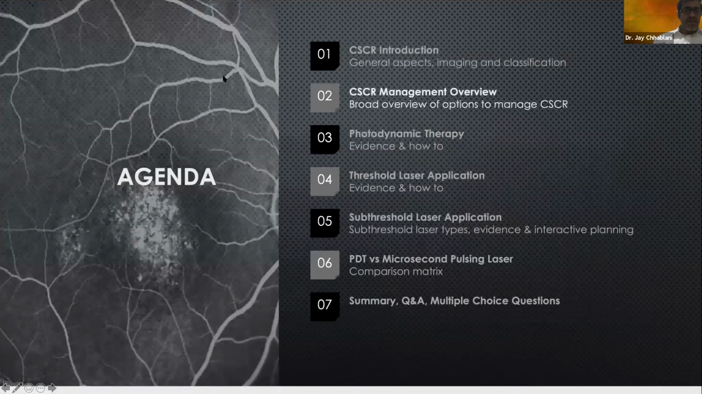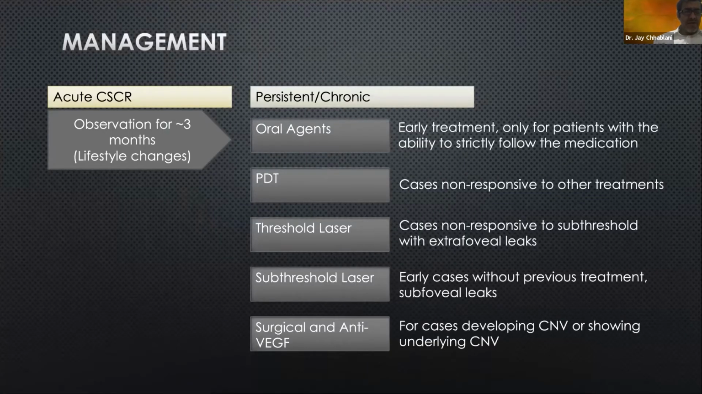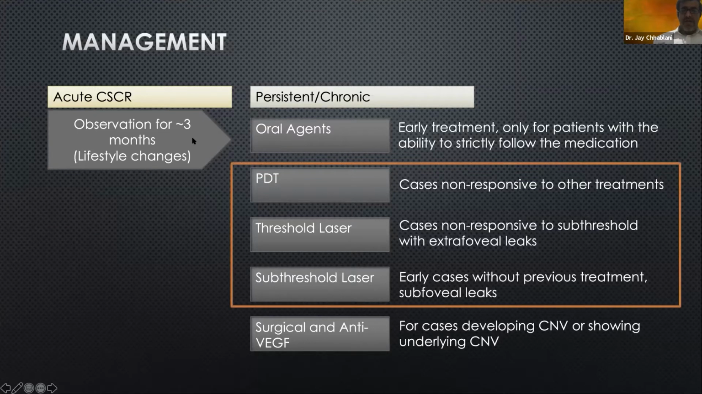Let's move on to the next part of this talk, which is CSR management. And we all know that we have multiple things in our hand. For acute cases, we observe for 3 months, and then if they don't resolve, we offer them some form of treatment. These are the treatment options ranging from threshold, subthreshold laser, PDT, oral agents, surgical, and anti-VEGF therapy. But for today, we are just going to focus on 3 of these management strategies: PDT, threshold, and subthreshold laser.